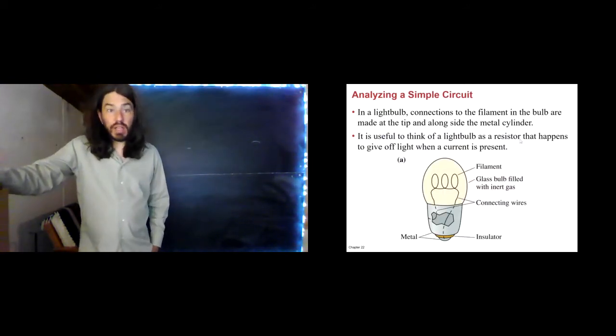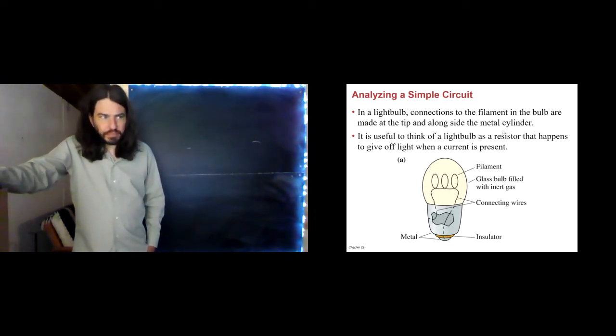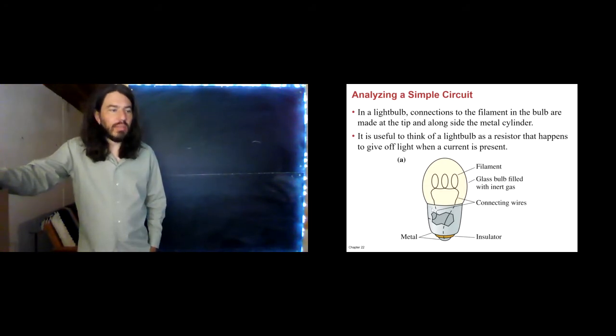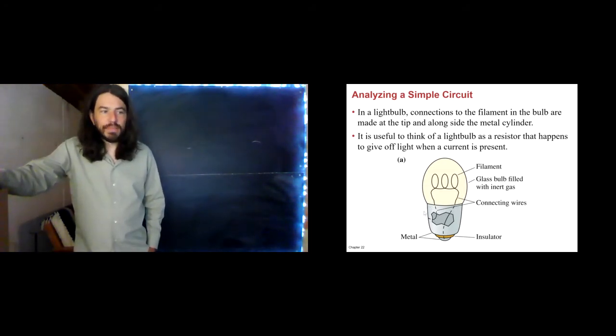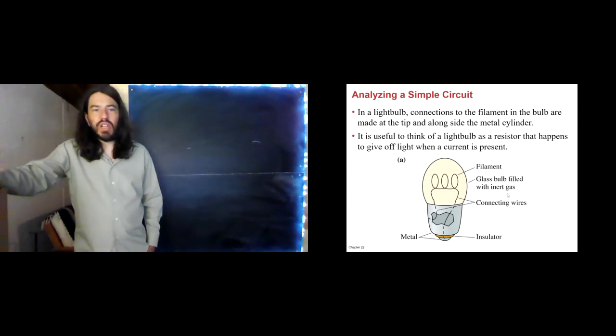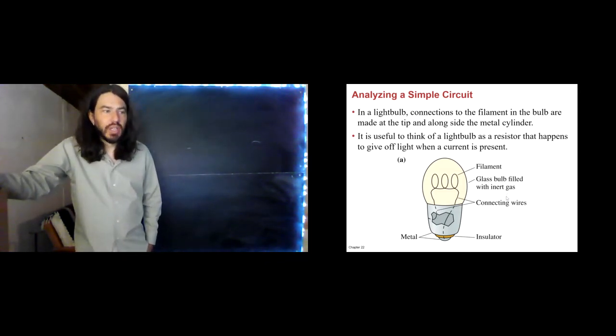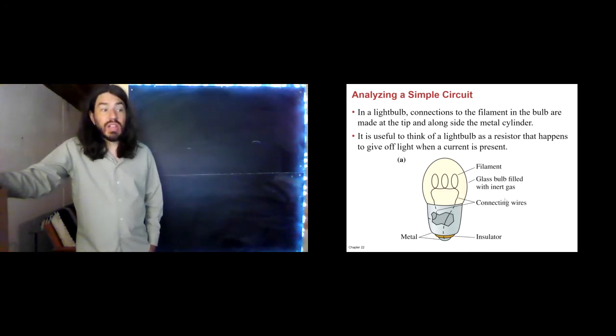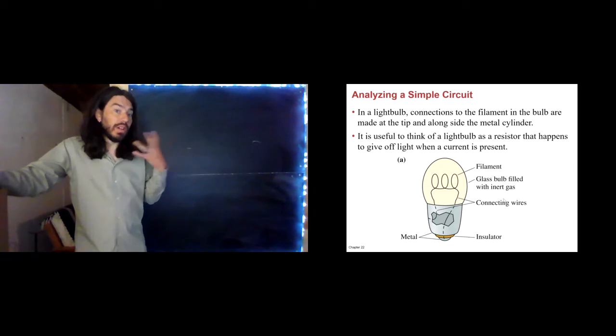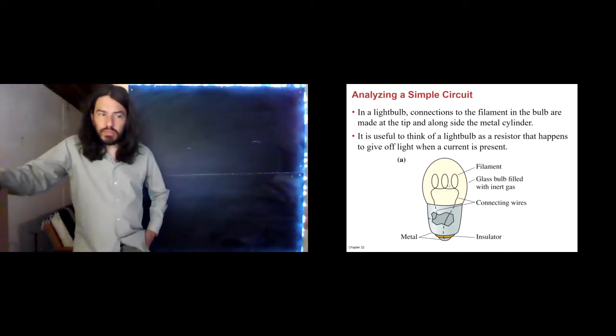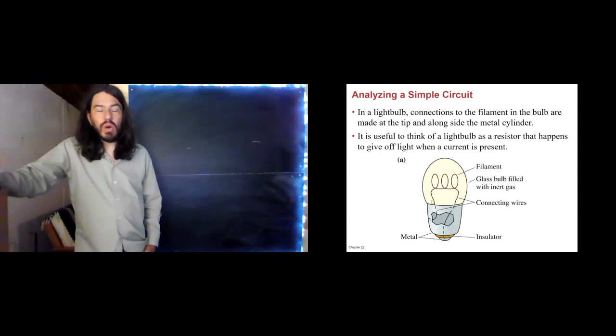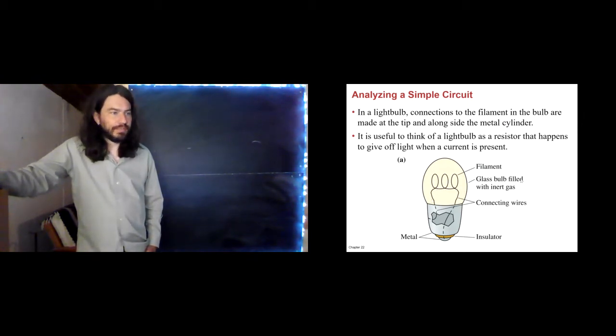For a simple circuit, say just a light bulb and a battery, connections to the filament in the bulb are made along the tip and along the side of the cylinder. So you've got this insulator in between these two metal pieces. And so your current would come in, say, this bottom here, through the filament, and then back out through the side. And this glass bulb is filled with inert gas. What does that mean? It means not oxygen, not something that is going to react with that metal, because when it gets hot, it's going to want to react. And so it turns out if you fill this with something that won't react with the metal, then it lasts longer.